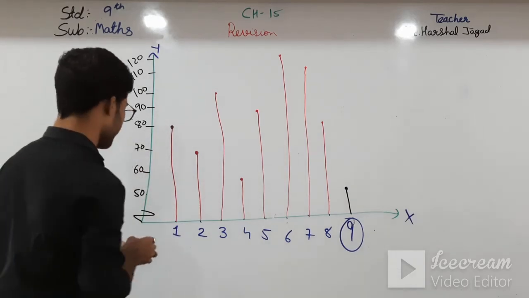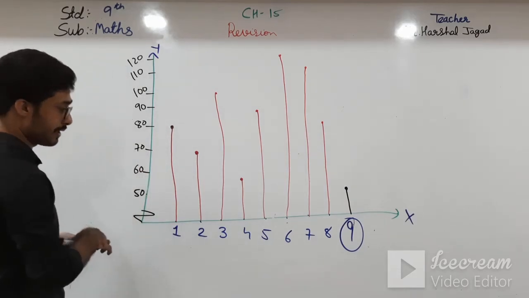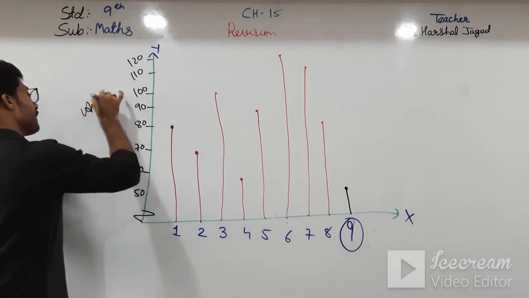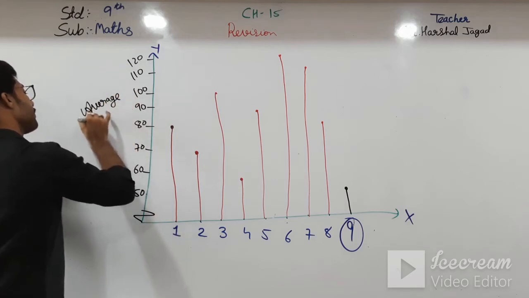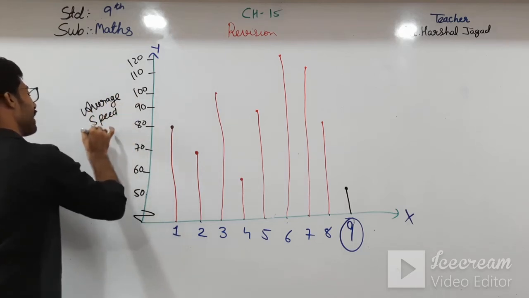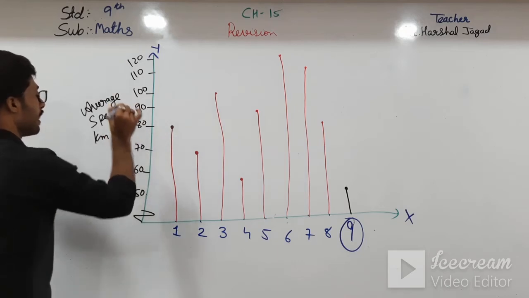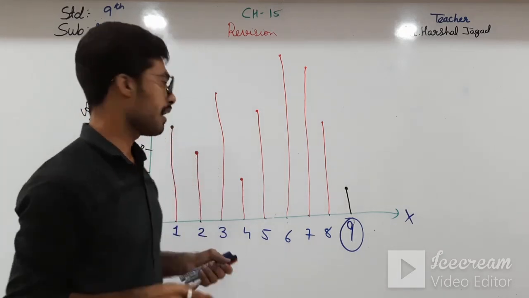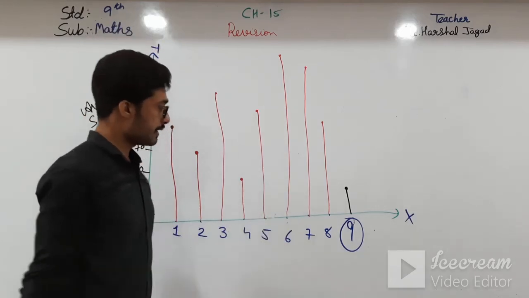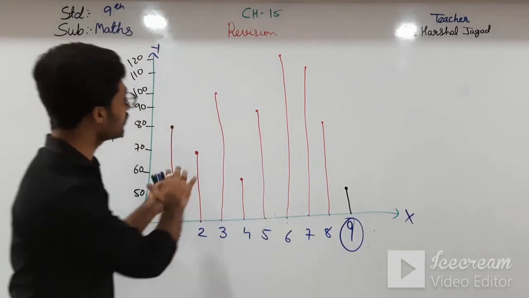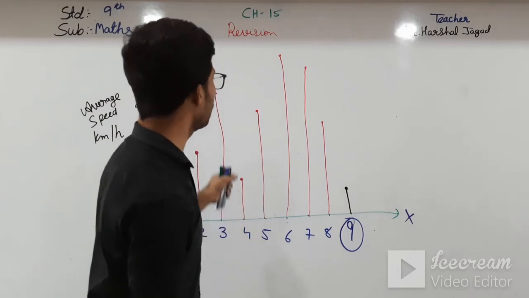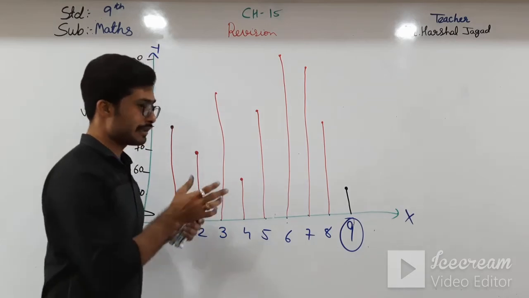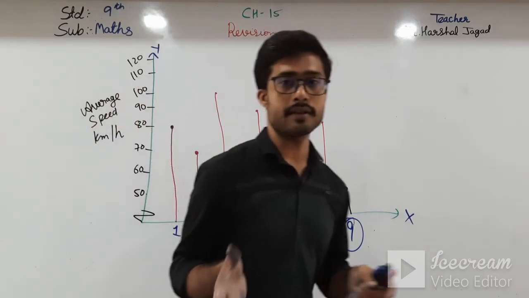Okay students, average speed. Let me write that, or else you will ask. Average speed, kilometer per hour. Okay, average speed kilometer per hour. So these are some of the riders which we have talked about. This way we can form the graph, and there is also some given data in a different type of sum.